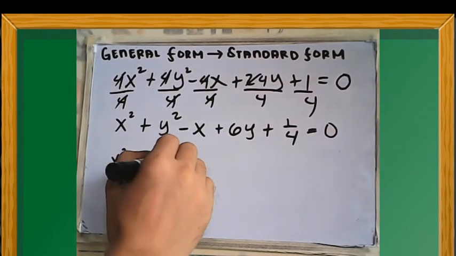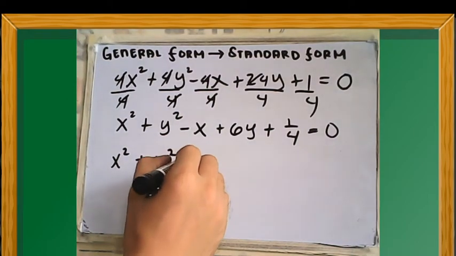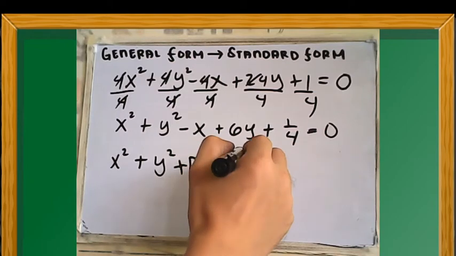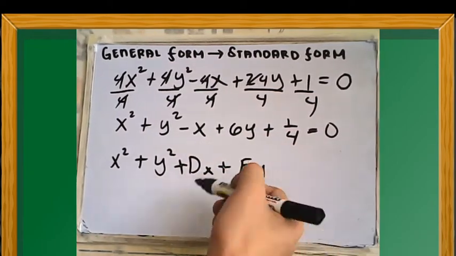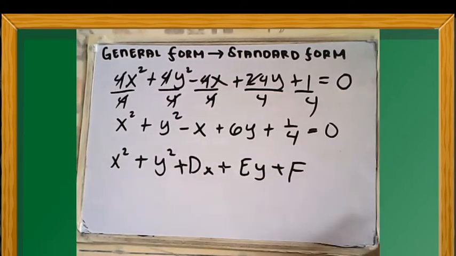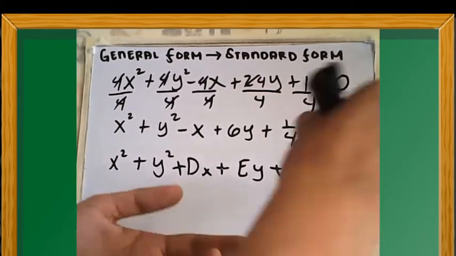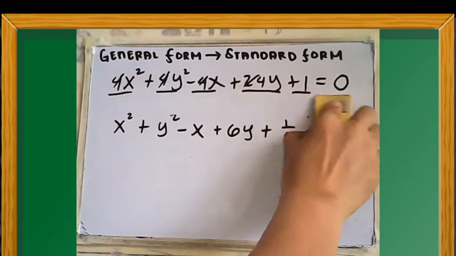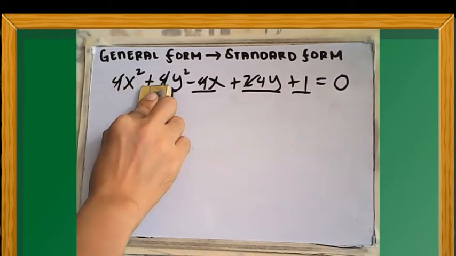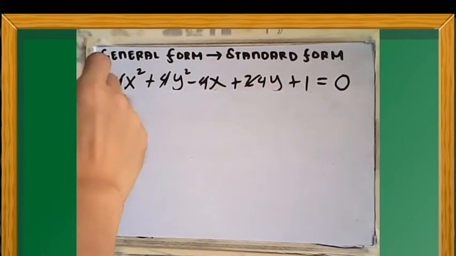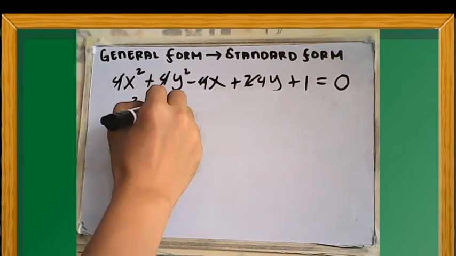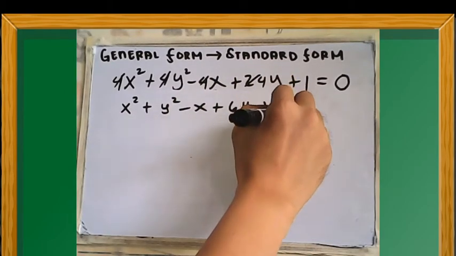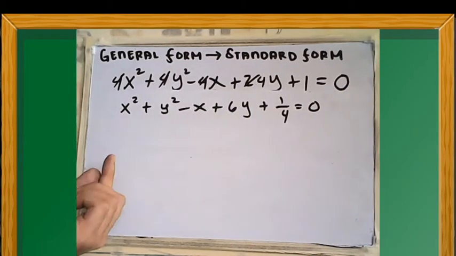So here, this is already the general form: x squared plus y squared plus dx, where the value of d is negative 1, plus ey, where the value of e is positive 6, plus f, where the value of f is 1 fourth, equals 0. So after dividing all by 4, I have x squared plus y squared minus x plus 6y plus 1/4 equals 0. So we got this solution.